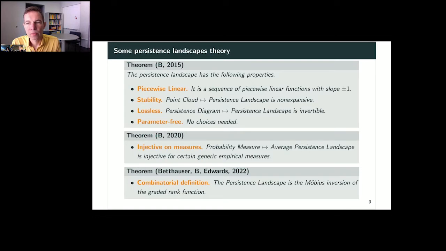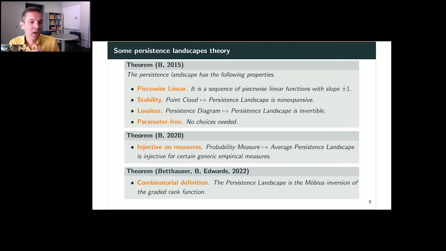All right, a few theoretical properties that are reasons that I like this construction. So as I said, these are piecewise linear functions with slope 1. Because of that, they have very simple derivatives. And this actually ends up being very convenient if we want to combine persistence landscapes with deep learning algorithms, because learning uses stochastic gradient descent, and having simple partial derivatives is very convenient. The construction, again, is stable. It's also lossless in the sense that we can recover the persistence diagram from the persistence landscapes.